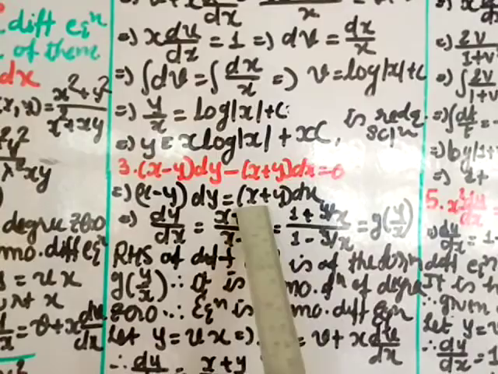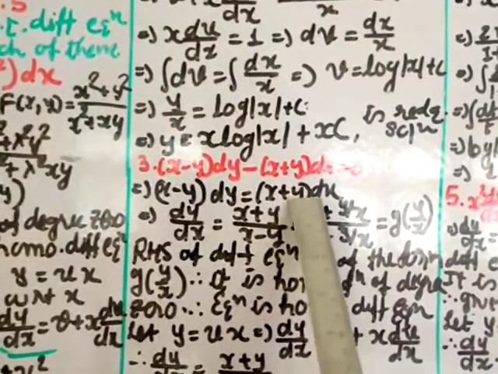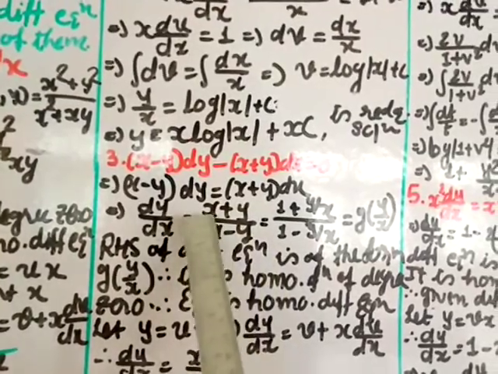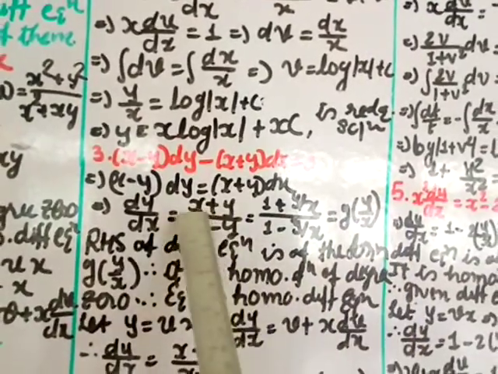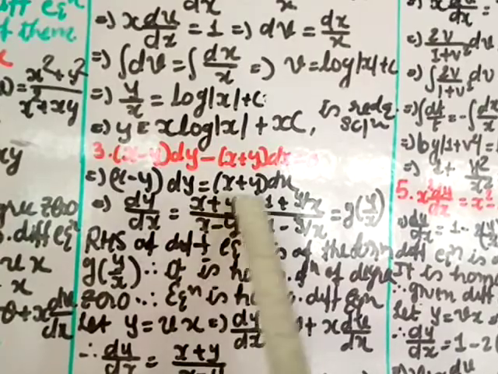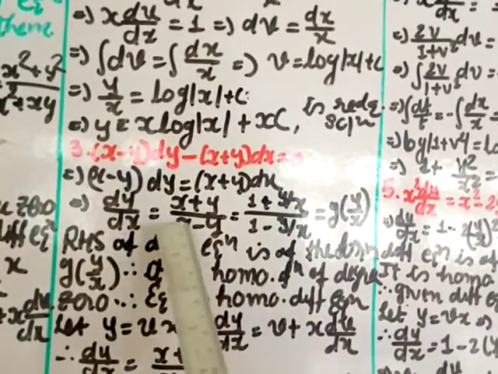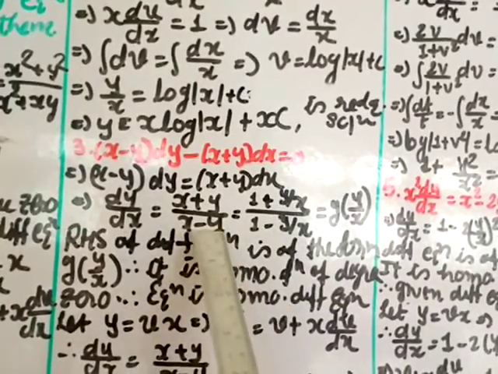This minus transfer here plus. Now dx transfer here and x minus y transfer here. So dy by dx equal to x plus y by x minus y. I am just writing this in the form g of y by x, so I am dividing each term by x. Here remains 1 plus y by x, divided by x by x, so 1 minus y by x.